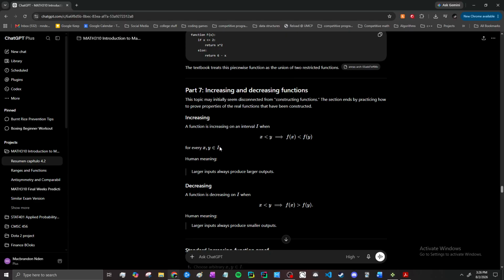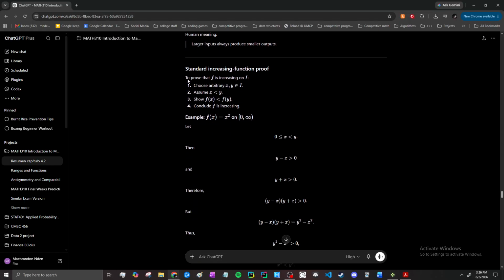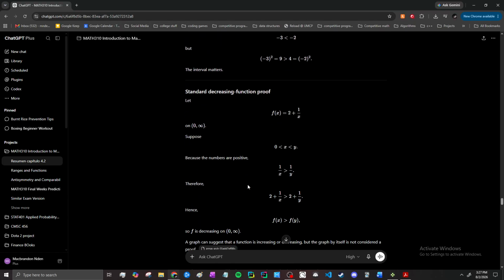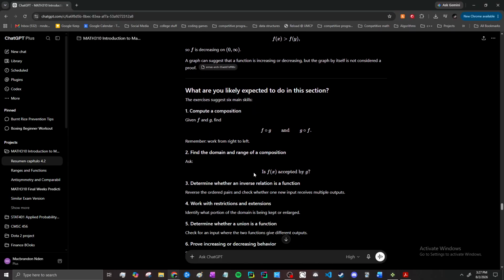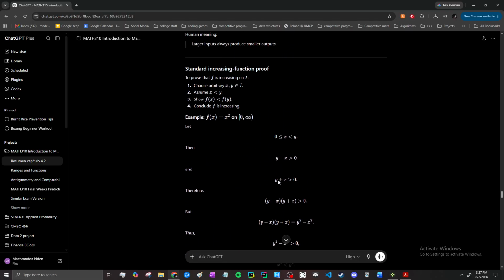What is I in this scenario? But yeah, this one's simple, and then the standard increasing proof. Okay, so domain and range. I just want to give us a little rundown, because I still have 30 minutes left.